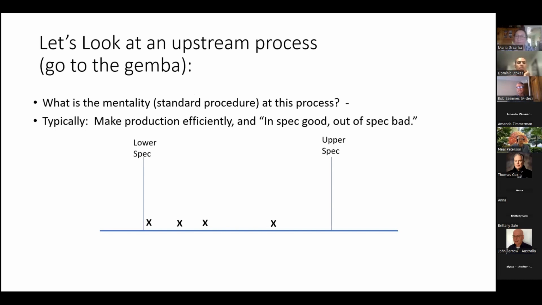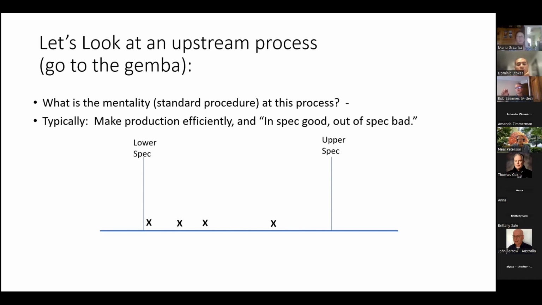Here at the Gemba, I'm making parts. I'm making those shafts or the bushings. Okay, here's my lower spec. There's my upper spec. And the typical mentality, or standards or the culture of this process is, I want you to make production efficiently, and you need to make 50 an hour, whatever the number is, and make them in spec. That's good. We're trying not to make any out of spec. In spec good, out of spec bad. That's the typical way processes are run. I don't know about typical, but the majority, let's say.